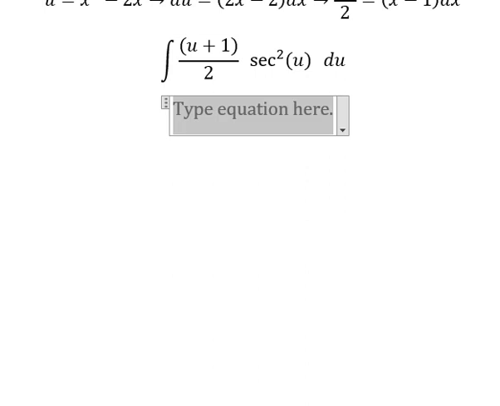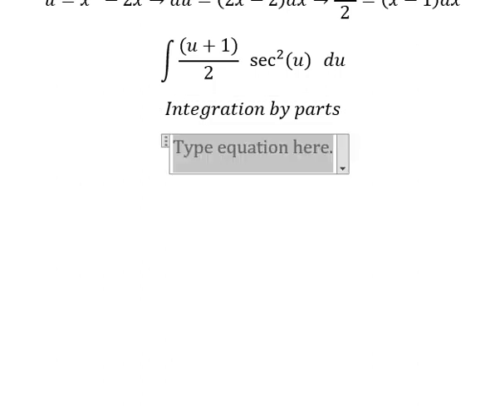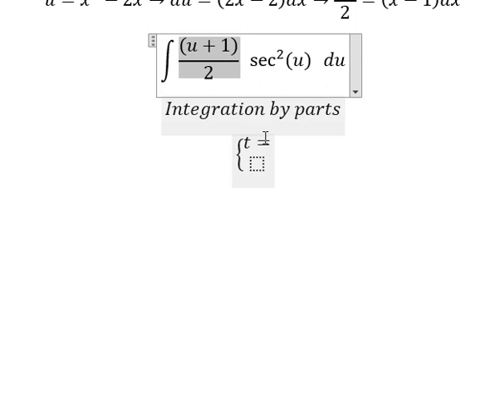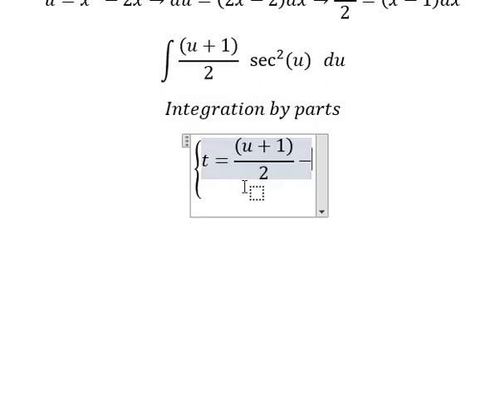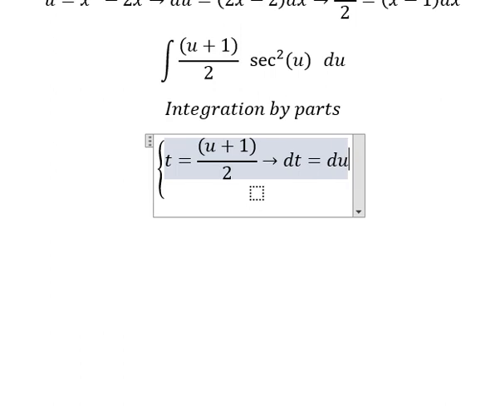So we can use integration by parts. So I will put t equals u plus 1 over number 2. So if we first take the derivative, that is du over number 2, because this one we have number 1. This one is the constant, so you get number 0.